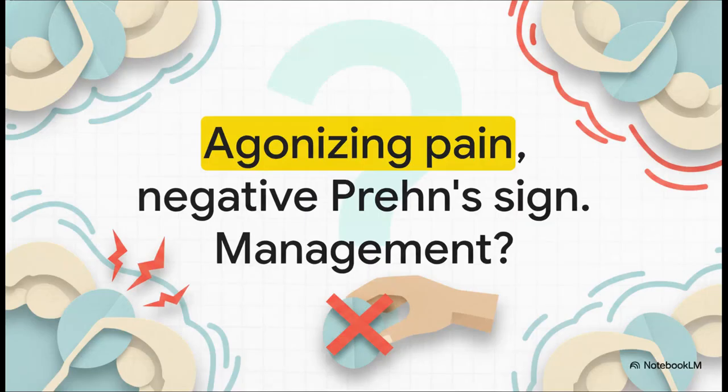Our next scenario is an absolute textbook emergency. A 19-year-old presents with sudden, agonizing unilateral testicular pain radiating straight to the abdomen. The testis is high-riding, lying horizontally, and has a negative Prehn sign. Remember, a negative Prehn sign means that manually lifting the scrotum doesn't relieve the pain at all. It actively makes it worse. So how do we manage this?